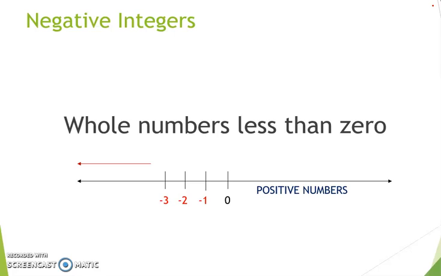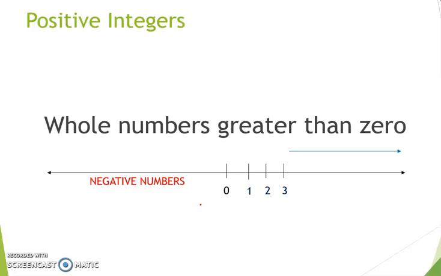A little vocabulary for you. Negative integers are whole numbers less than 0. So on the number line, anything left of 0 we consider to be negative. And negative numbers are represented with this kind of dash or minus sign in front of the whole number. Again, negative numbers are less than 0.